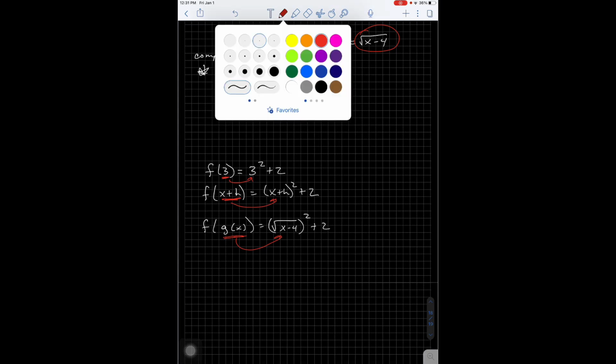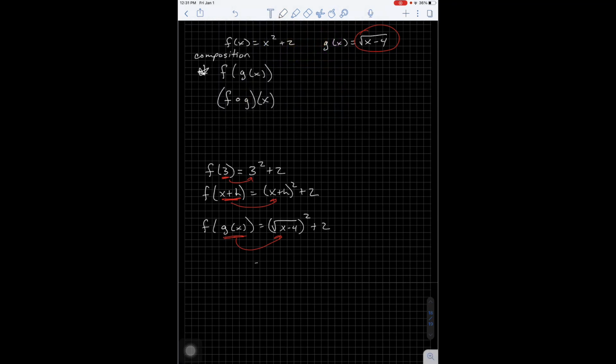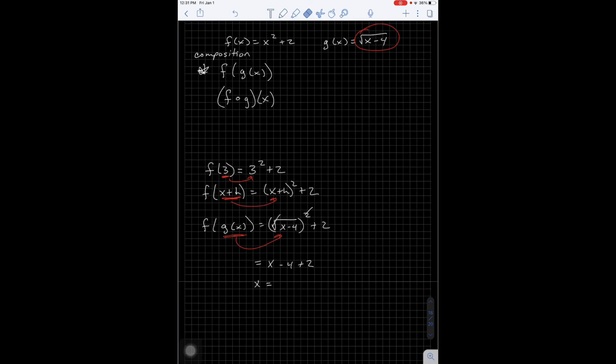Now, a lot of times you can simplify this. When you're done, if you notice, this root and the squared will cancel. So I get x minus 4 plus 2, which simplifies to x minus 2.